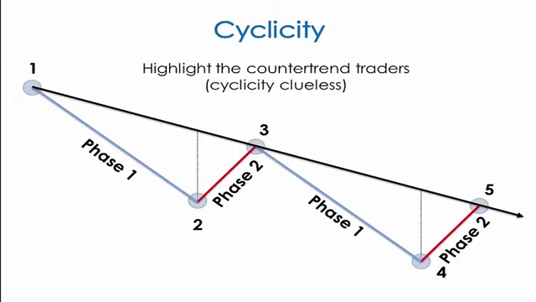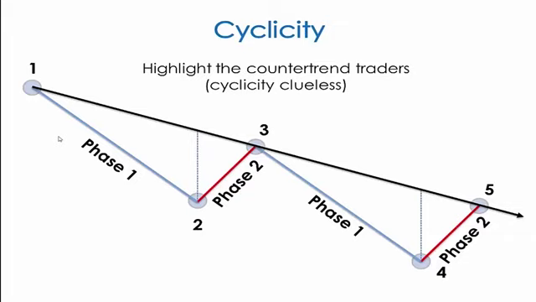Now, what I'd like you to do now is highlight the counter trend or cyclicity clueless traders. The other way of thinking about this, think about the people that zoom into the screen too much. So you can see that there's the 1, 2, 3, 4, 5, and there's also phase 1 and phase 2. Just think about where these counter trend or cyclicity clueless traders are. Think about where they try and trade, and then normally zoomed in too much. So go ahead, pause the video, and try and work out for yourself where these cyclicity clueless traders are going to be.